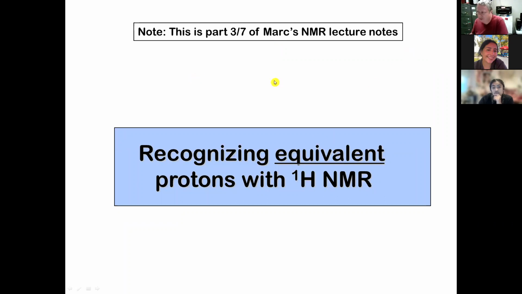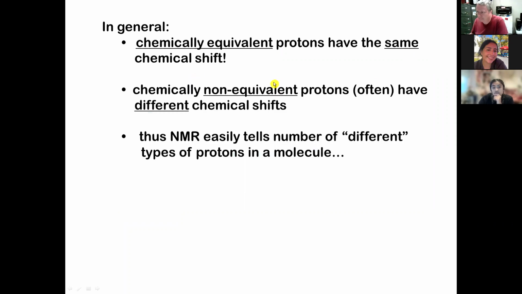All right, so in general, chemically equivalent protons have the same chemical shift. That means protons that have the exact same environment in a molecule have the same chemical shift. Chemically non-equivalent protons often have different chemical shifts, not always. Thus, NMR easily tells you the number of different types of protons. We already mentioned that. It's the first thing I probably told you.